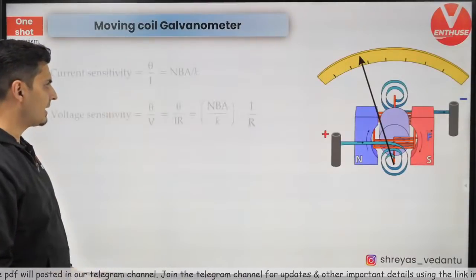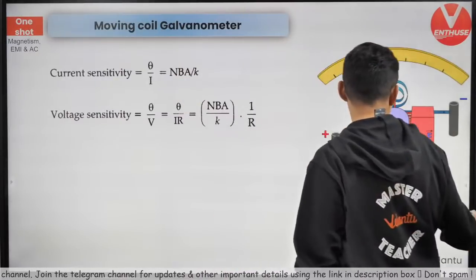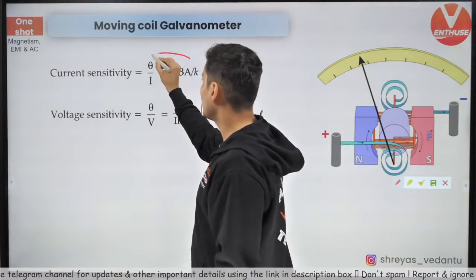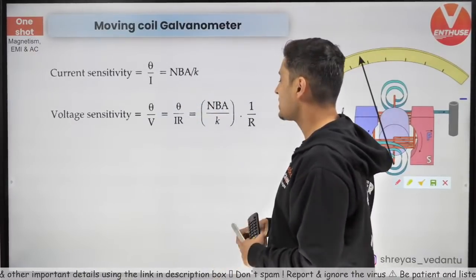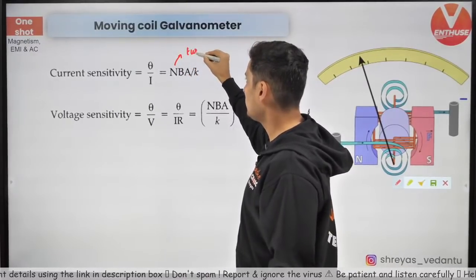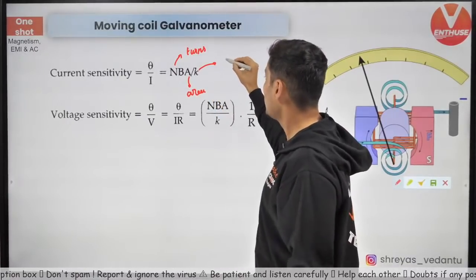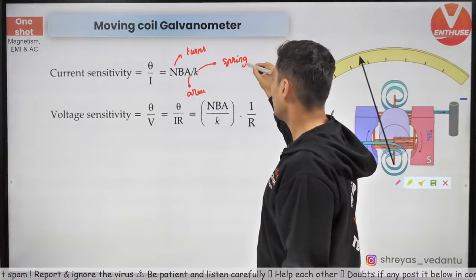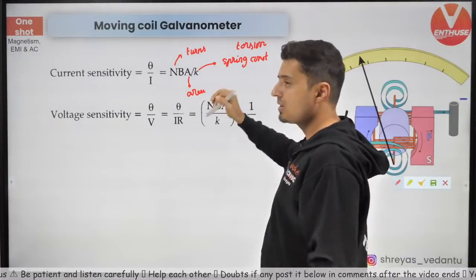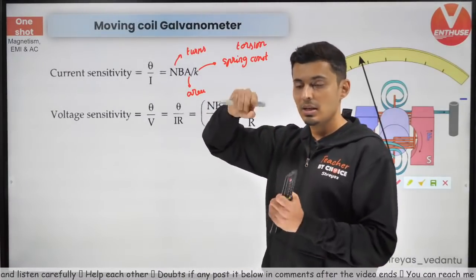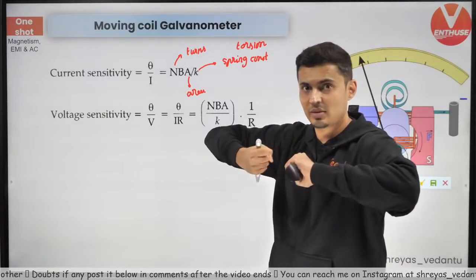So the current is directly proportional to the angle of deflection, and there is a very, very important relationship which you should know. Theta is equal to NBA by K. How do you remember this, and what is each term? N is the number of turns. B is field. A is area. K is your spring constant, but in this specific case, it is the torsional constant. Torsion because it is rotation. It is a rotational spring because it is not expanding and contracting this way, it's being twisted. So it is a twist constant.